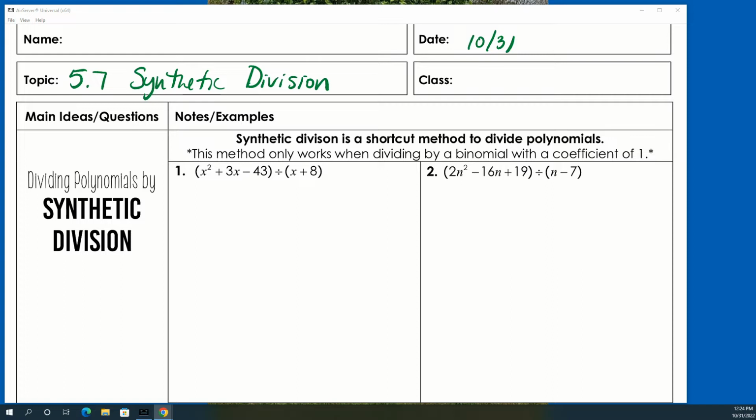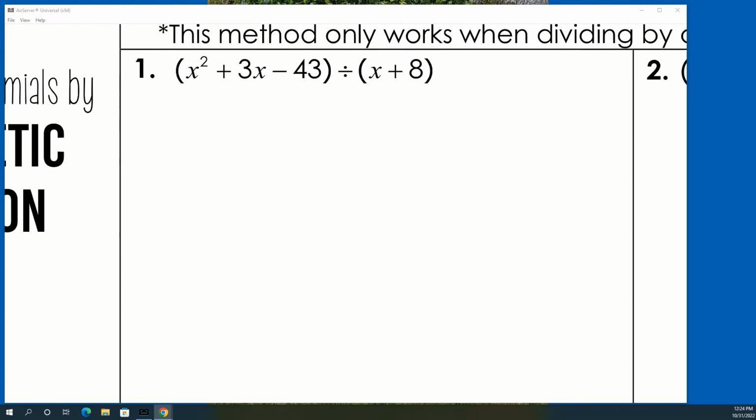Hope so. So whenever we're doing synthetic division, it's a whole lot of setup. The first thing you're going to do to set it up is just draw this little box. And then inside that box is going to be the opposite of whatever this is. So look at the board, please. Because of the +8 in the box, you're going to put -8. It's going to be the opposite.